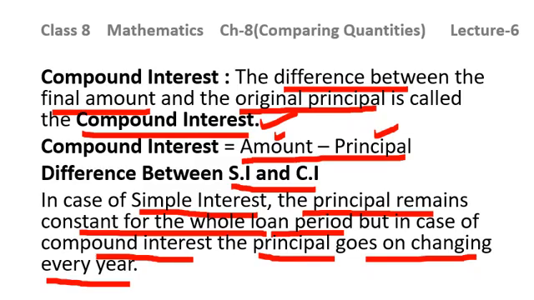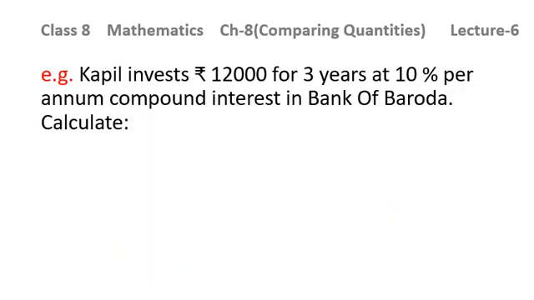So what is the difference between SI and CI? In case of simple interest, the principal remains the same for the whole loan period, but in case of compound interest, the principal goes on changing every year. And what is that change? The amount of the previous year will be the principal for the next year. Let us see this example.